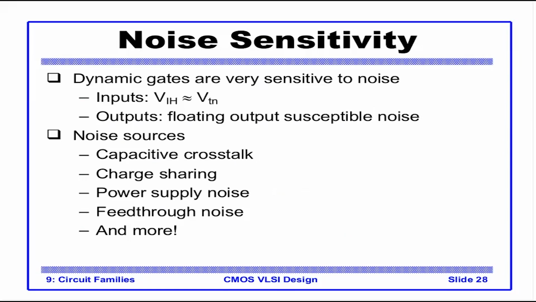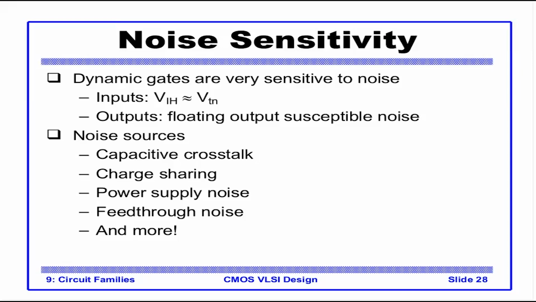Noise sources are capacitive crosstalk. This capacitive crosstalk is a very important thing. We'll talk about it a lot in units 3 and 4. Charge sharing. Capacitive crosstalk simply means that this gate won't be isolated; there will be neighboring gates in the chip.